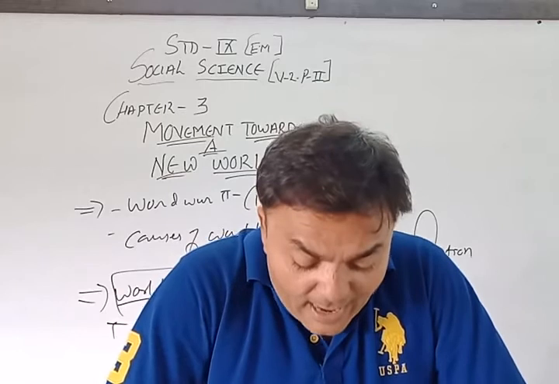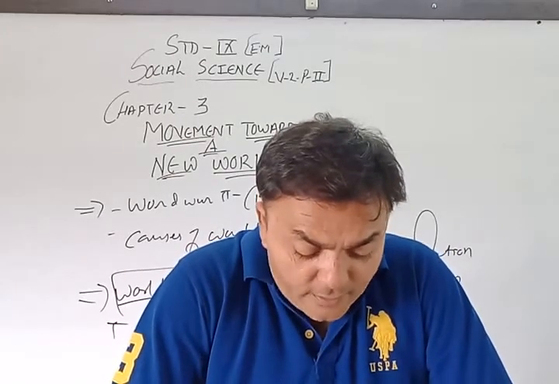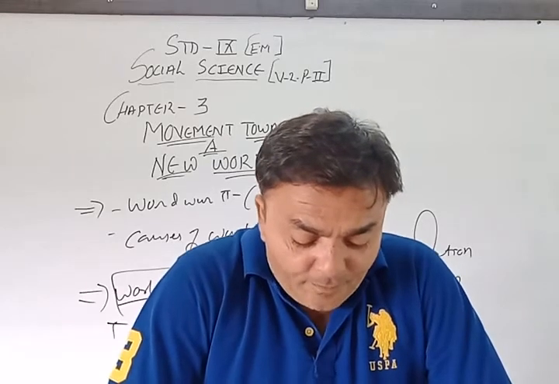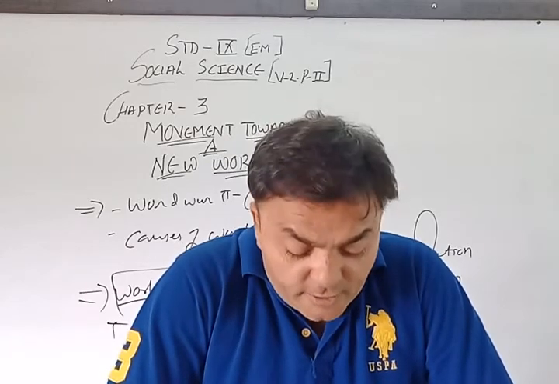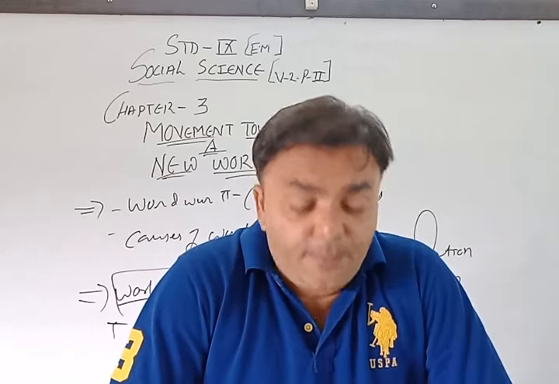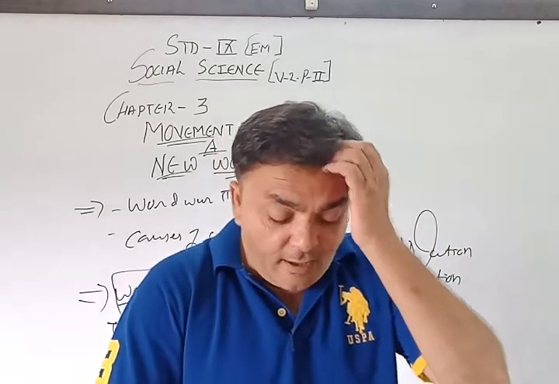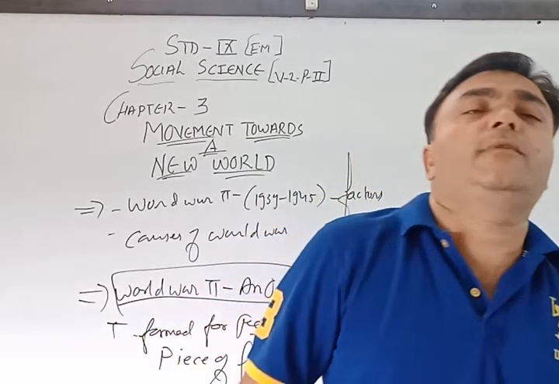About 1,24,000 Japanese citizens lost their lives, and there was absolute destruction. Japan surrendered in August 1945, and World War II came to an end.